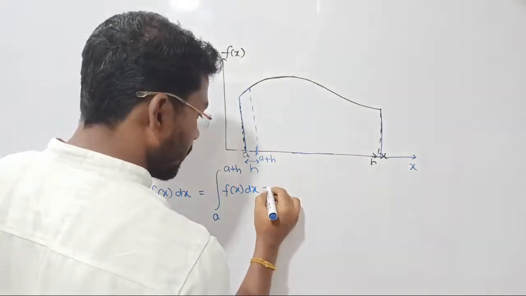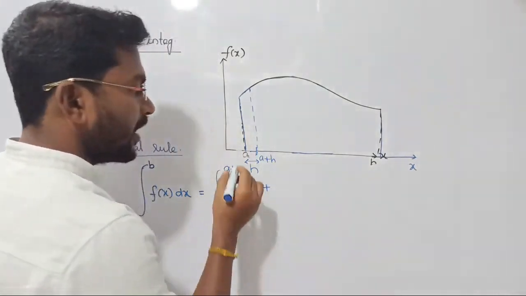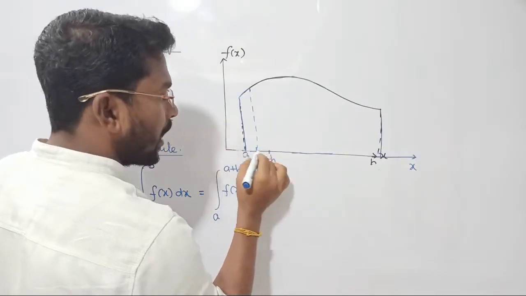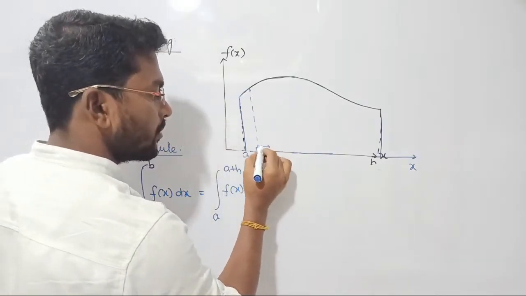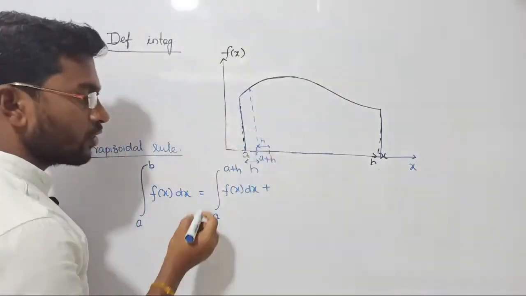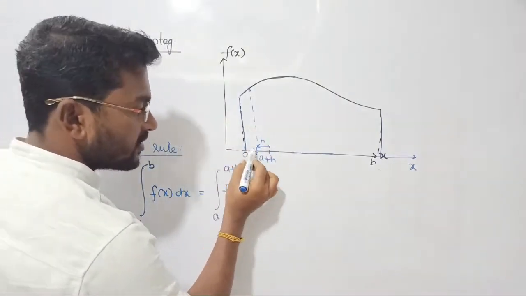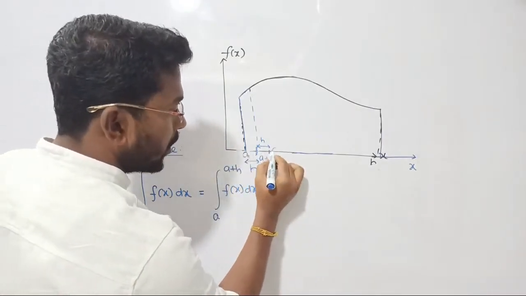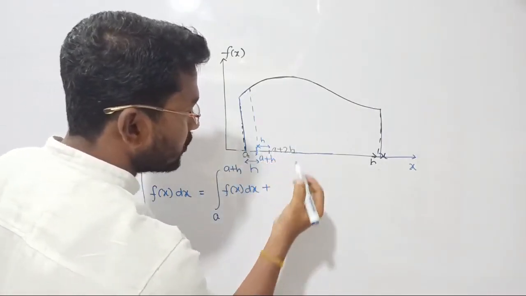He asks us to repeat this procedure again. Again, from a plus h, the same step size, right? We are not going to change the step size. Again I am selecting one more h, same distance. So what will the total distance be now? First a, then a plus h, and then a plus 2h. One h here, one h here. So the next point is a plus 2h.